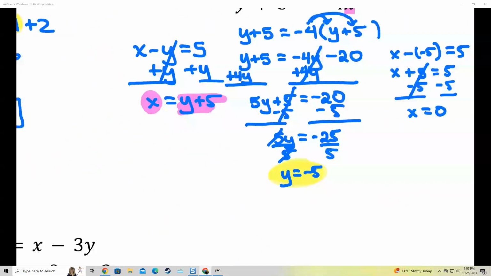So I got both parts of my answer now. I got my first part and my second part. Remember, we need to write this as x comma y. My x is 0 and my y is -5. So my answer should be 0 comma -5.